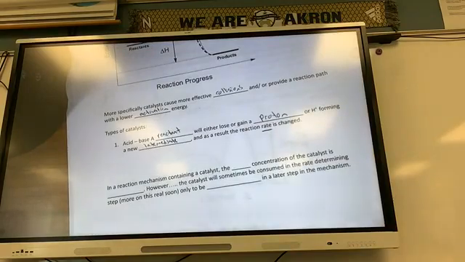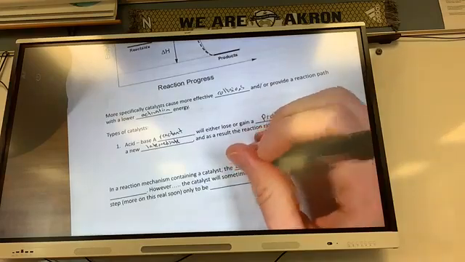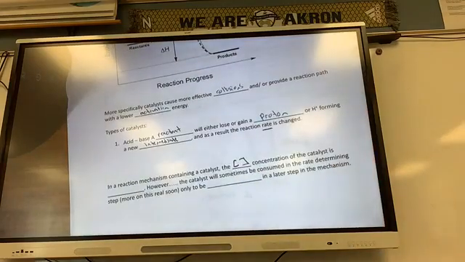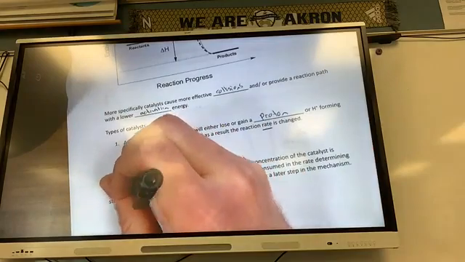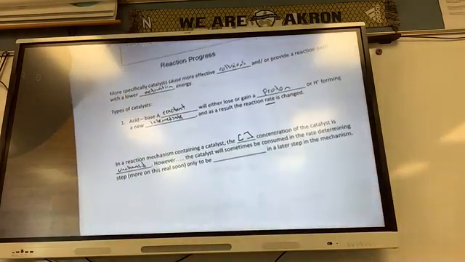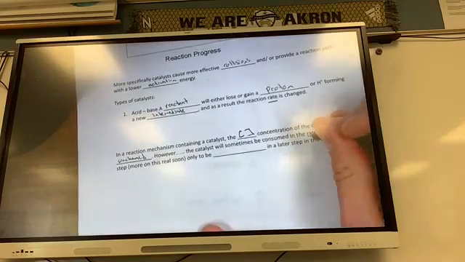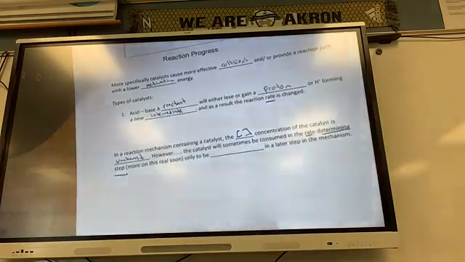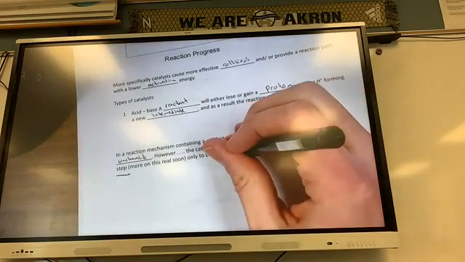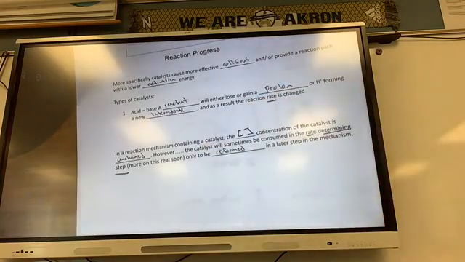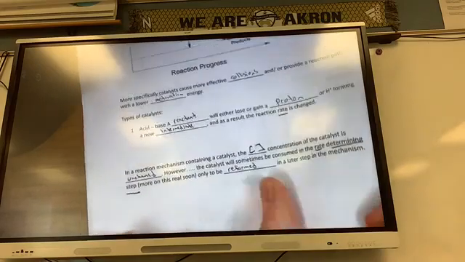In a reaction mechanism containing a catalyst, the concentration of the catalyst is unchanged. Remember, the catalyst isn't part of it. It just makes it faster. However, the catalyst will sometimes be consumed in the rate determining step. Underline that. The rate determining step, RDS, is the most important step in these reactions. Only to be reformed in a later step in the mechanism. Flip the page. That's just brackets. Just concentration.